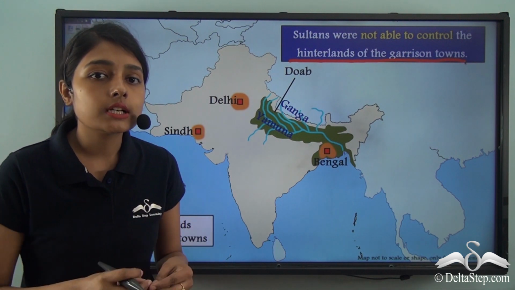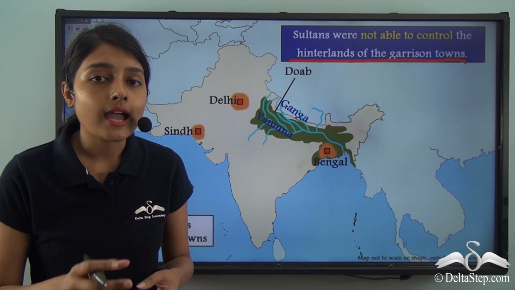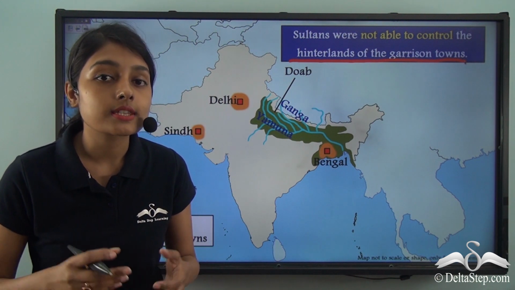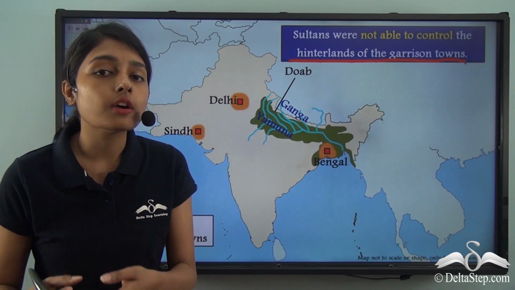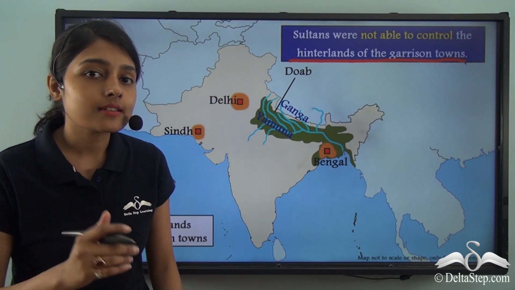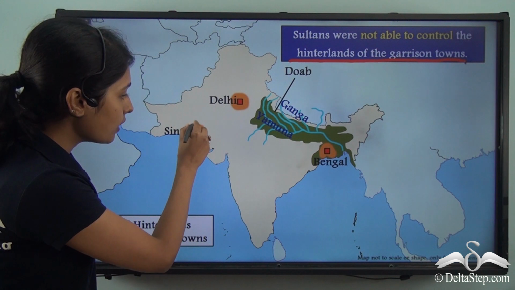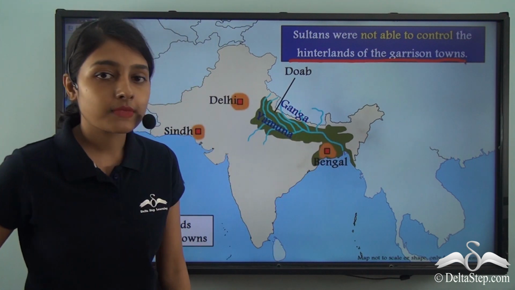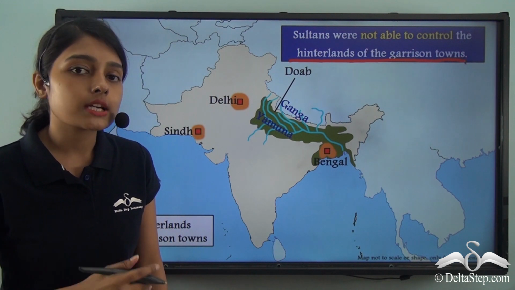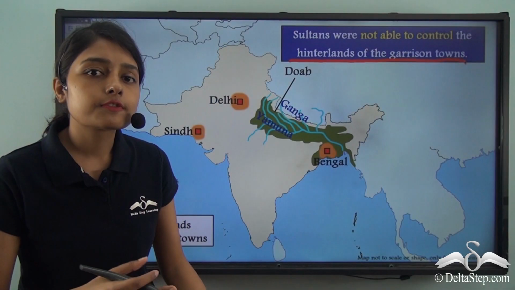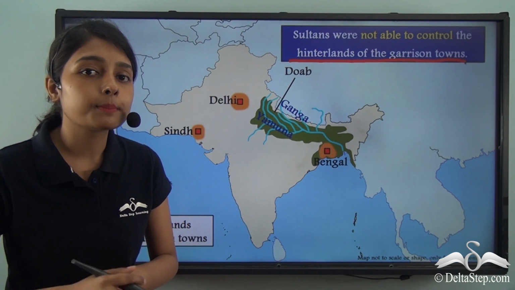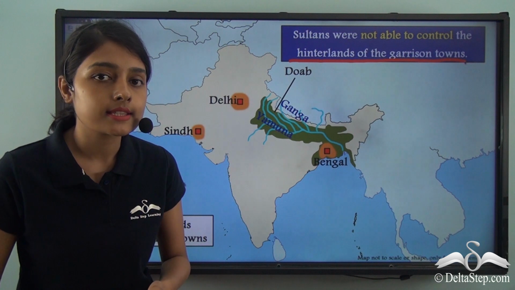Now we also learnt that the sultans had limited or restricted power over the garrison towns and they could not go beyond the garrison towns. That is to say, they could not go beyond the garrison town into controlling these hinterlands. These hinterlands were not under their control. Now what was the outcome of this? That is the outcome of the sultans not being able to control the hinterlands.